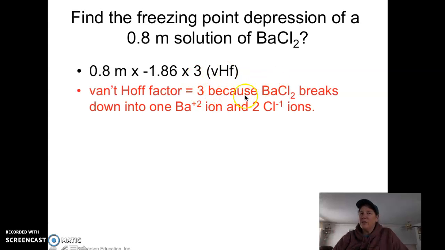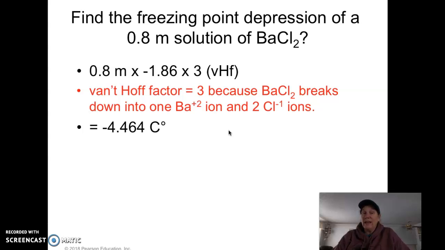The Van 't Hoff factor is 3 because barium chloride, 1 barium and 2 chlorine, breaks down into those ions. Okay, so now it's going to affect it. If this was a molecular compound, it would be a third as much. The ones I did on all the slides before were all molecular compounds. They only affected one particle per unit. Here we have to look at how many ions you have when you break down an ionic compound.